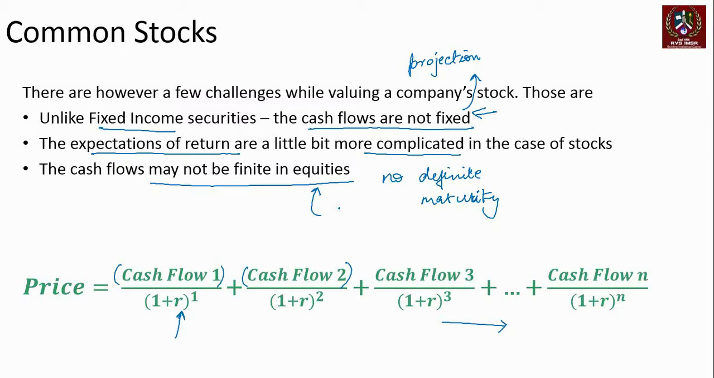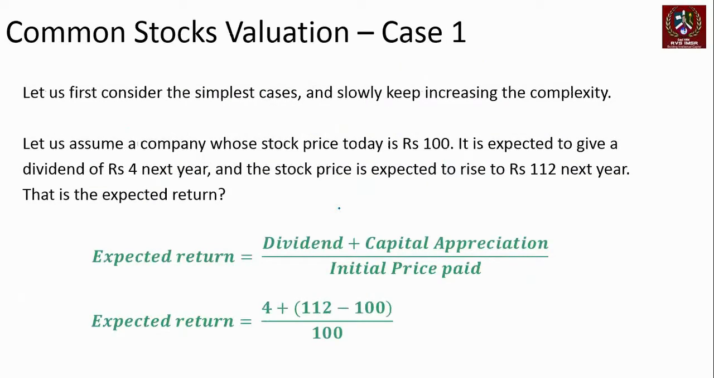So we'll have to simplify our analysis as we go along, use some assumptions in this entire process, and thereby try and arrive at the stock price of a company. Right? First things first, we'll start with the simplest of mechanisms of stock price valuation. Case one, we'll keep increasing the complexity as we go along. Let us assume a company whose stock price today is rupees 100. It is expected to pay a dividend of rupees 100 next year, and the stock price is expected to rise to rupees 112.